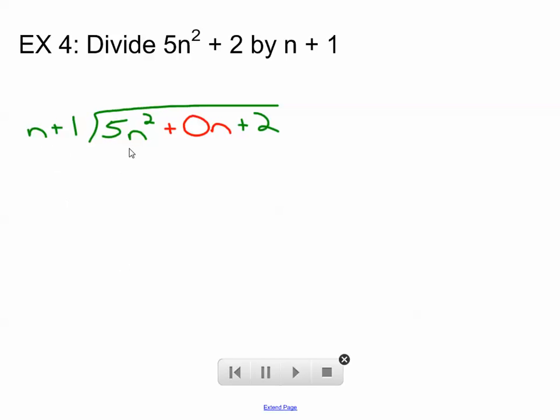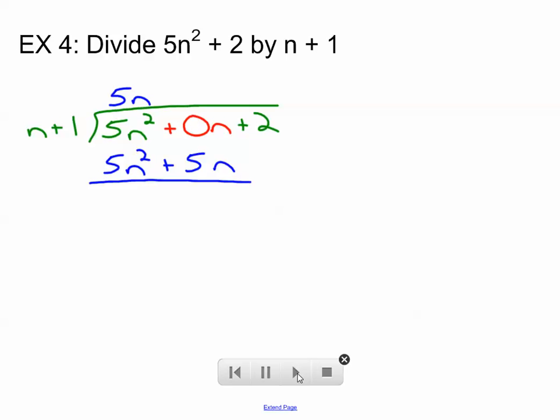Okay, so n times what is 5n squared? 5n. 5n times n is 5n squared, and 5n times 1 is 5n. Hopefully now you can see why we needed that 0n. We need the like terms here to be in a row. It's possible you might have to add a 0n or a 0n squared, something to hold a place in your divisor as well.